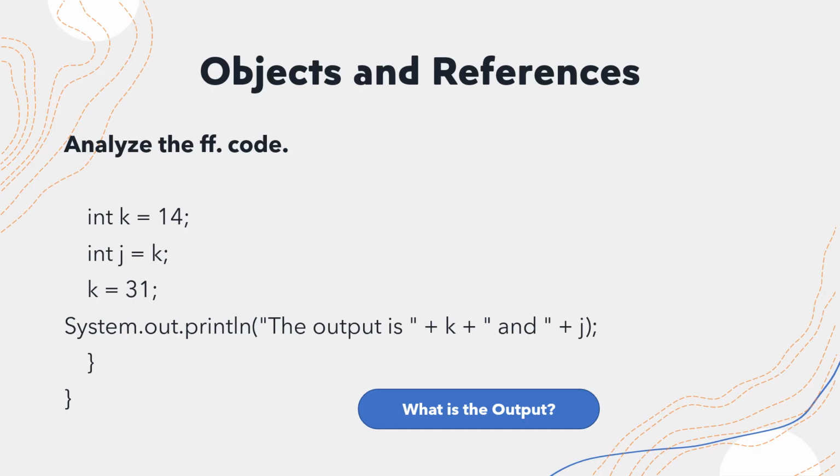This is Java code that declares two integer variables k and j, assigns them values, and prints them to the console. The code works as follows. The first line declares an integer variable k and assigns it the value 14. The second line declares another integer variable j and assigns it the same value as k, which is 14. The third line changes the value of k to 31, but does not affect the value of j, which remains 14. The fourth line prints a message to the console that shows the values of k and j, separated by a plus sign and a space.